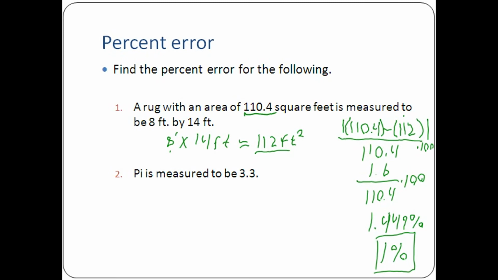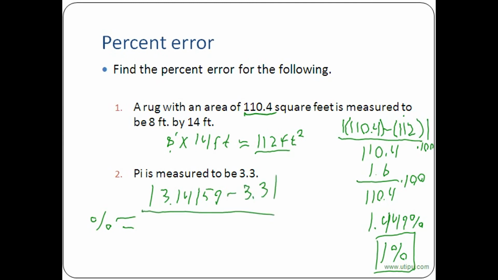Pi is measured to be 3.3. And so, well, this one should be a little easier to work out here. So our percent error is equal to the absolute value of the actual, which is 3.14, and you can look this up if you want to, 3.14159265 if you want to keep going, but we really don't need to go that far. That's our actual minus our measured, 3.3, divided by the actual, 3.14159 times 100%.